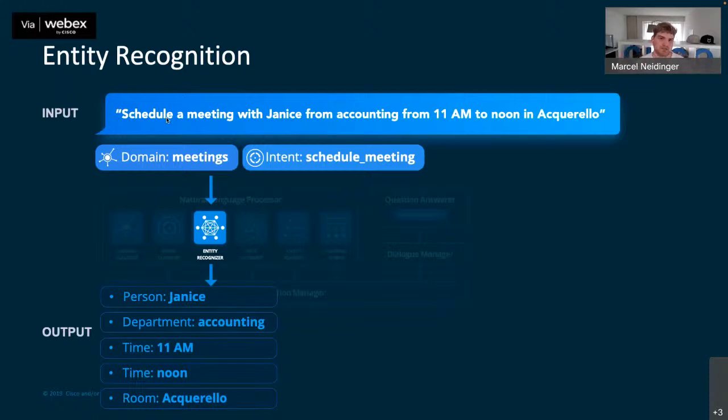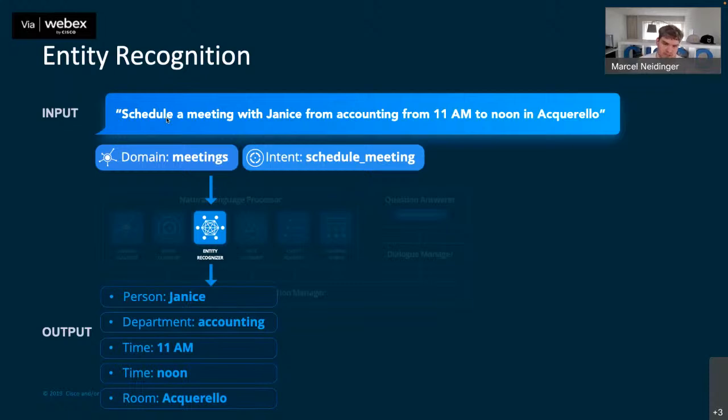And that way, the machine learning algorithm underneath MindMeld learns to recognize these structures, and then, in the entity recognition step, is able to say, okay, Janice is a person, accounting is a department, 11 a.m. and noon are times, and Aquarillo is a placeholder for a room, or is a room in that case.